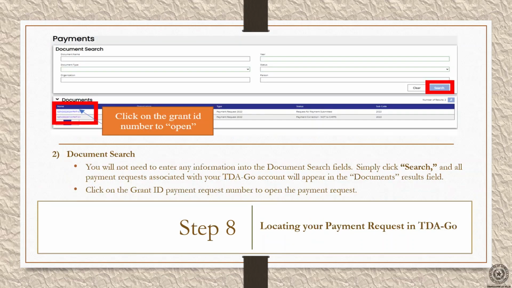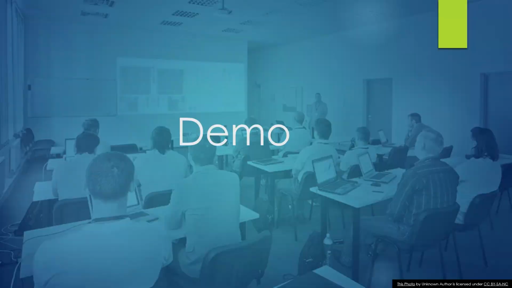In your document search, you will not need to enter any information into the document search field. Simply click Search, and all of the payment requests associated with the TDA-Go account will appear in the document result field. Then click on the grant ID payment request number to open the payment request. Now we will show you a demo.